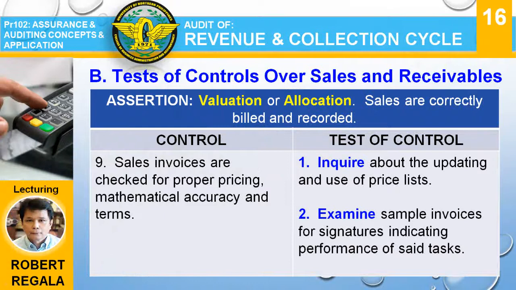Slide 16. The ninth control is described as sales invoices are checked for proper pricing, mathematical accuracy, and terms. To test this control, the auditor should inquire about the updating and use of price lists. He should also examine a sample of invoice copies to determine that they contain a signature indicating that the price, mathematical accuracy, and terms have been checked.